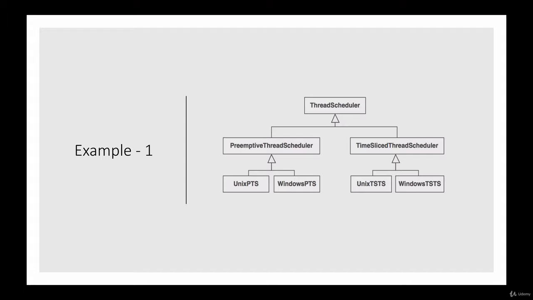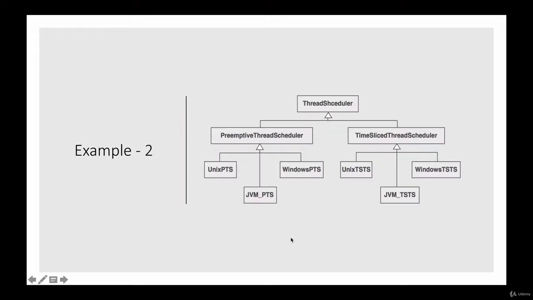But what if we want to add one more platform to this hierarchy? What will the code base look like? It will look like this. Let's say we are adding support for the Java Virtual Machine platform, and you can see that we are adding one more extension for the preemptive thread scheduler and the time sliced thread scheduler in the UML diagram. As you can see, this is starting to look pretty ugly because every time you need to add support for a newer platform, you need to extend and give behaviors for all the thread schedulers that are in the hierarchy.